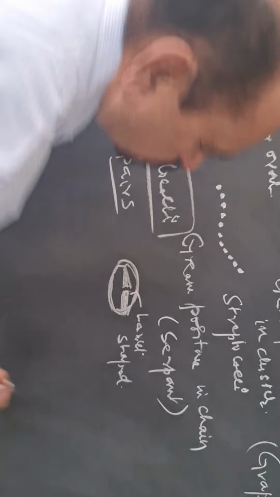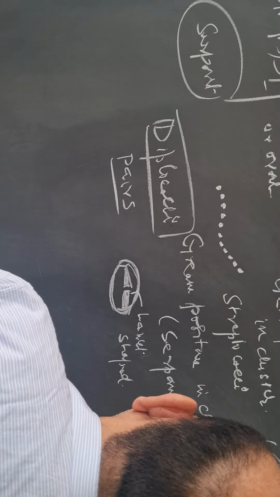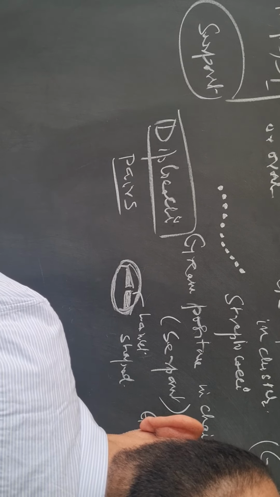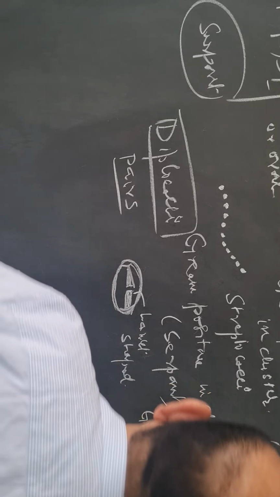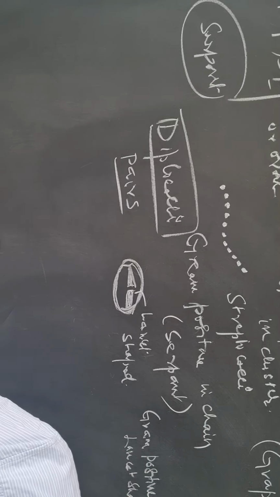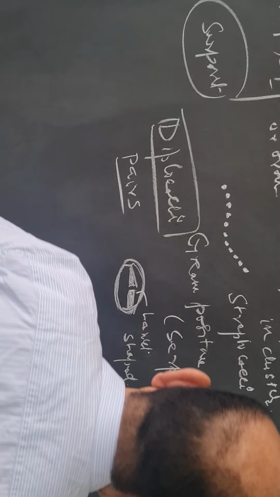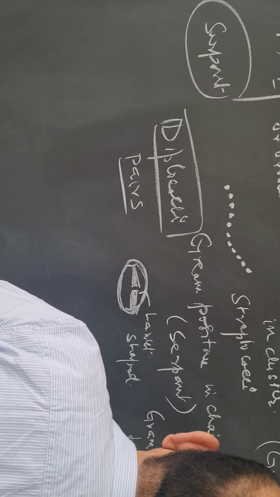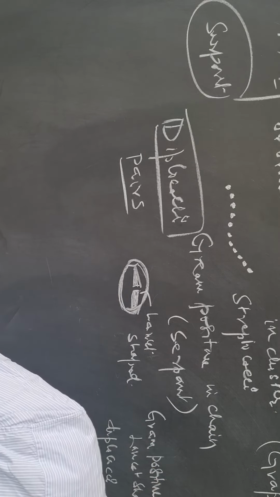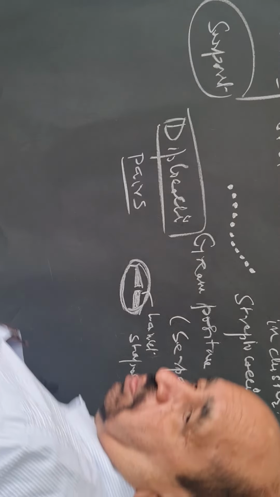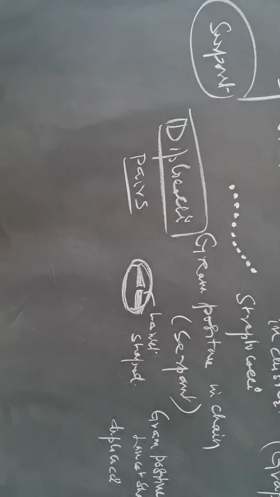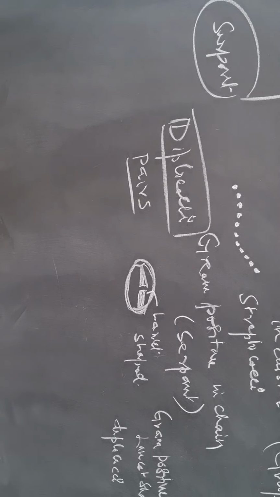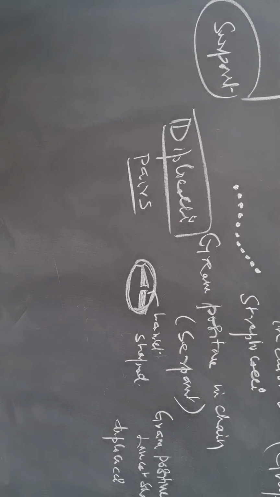It's also gram positive. Lancet shaped or flame shaped diplococci enclosed in a capsule. The first three cocci are gram positive. Next is gram negative.